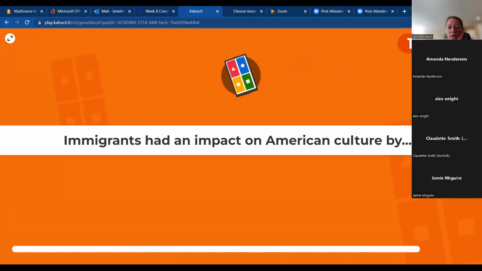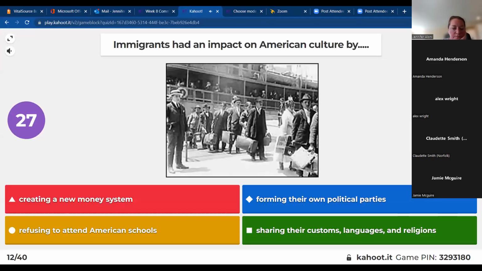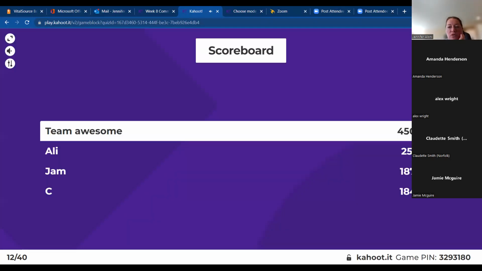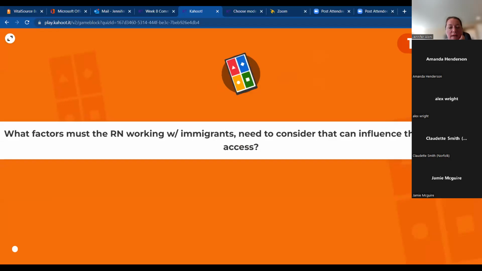Immigrants had an impact on American culture by creating a new money system, refusing to attend schools, forming their own political parties, sharing their customs, languages, and religions. We'll skip to the end. I hope everybody got this right. Yay! So we're going to be really sensitive to immigrants and how they impact our culture by sharing all the stuff that they have with us.